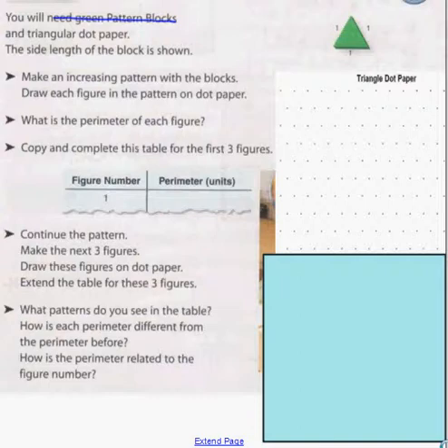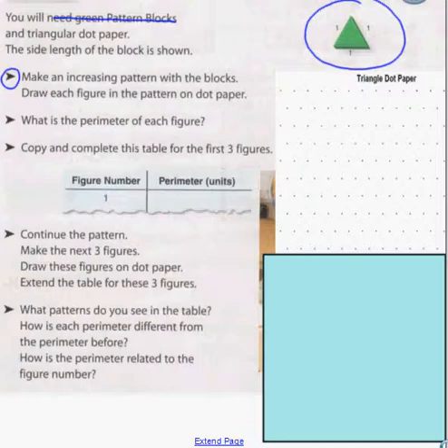Now up at the top, you can see we have a green triangle. And we're going to imagine that we're going to use triangles like that. All three sides are equal in length. You can see the length of each side is 1. And what we're going to do here on the first arrow, we're going to make an increasing pattern with these little triangle blocks. We're just going to draw them on the paper though. We're not going to actually pick up any little triangle blocks.